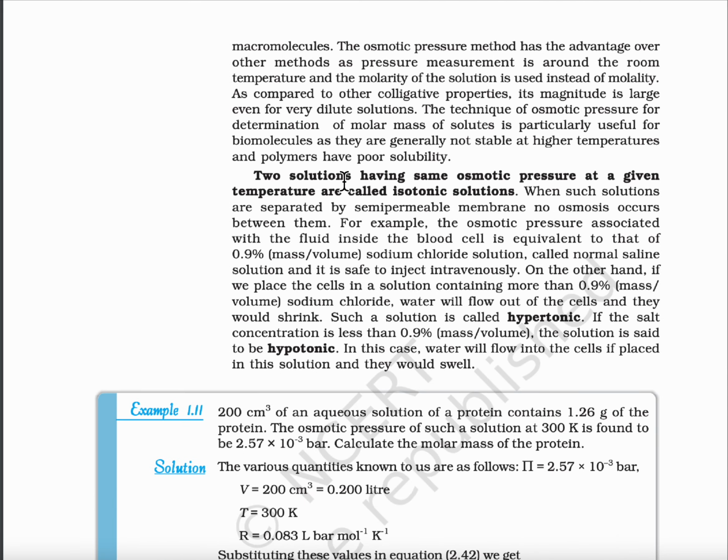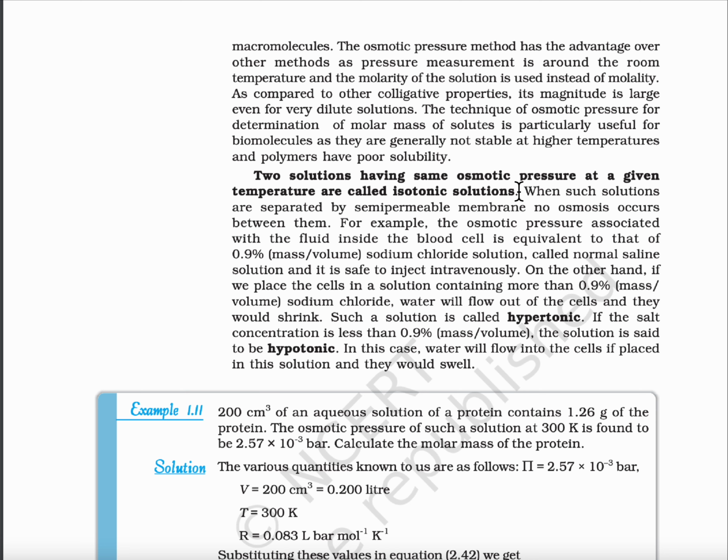Now, two solutions having the same osmotic pressure at a given temperature are called isotonic solutions. They might ask for the definition of an isotonic solution. Also, this is a frequently asked numerical question, where they might give you that two solutions are isotonic. That means you need to equate the osmotic pressure of the first solution to that of the second solution. That is why they mention that it is an isotonic solution.